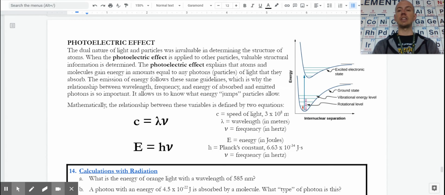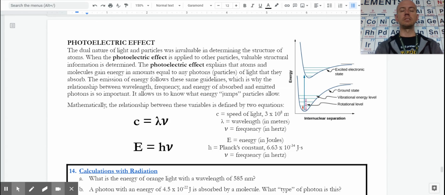The two equations that help us to make those calculations or to quantify those things are, first, the speed of light, c, is equal to lambda times nu, wavelength and frequency. In the equation, these are in meters and hertz, but sometimes you are presented with a wavelength in nanometers, which we will practice. And then we've got our energy. It can be in kilojoules, but within this equation, we want it to be in joules. When we do that, we've got energy is equal to h nu.